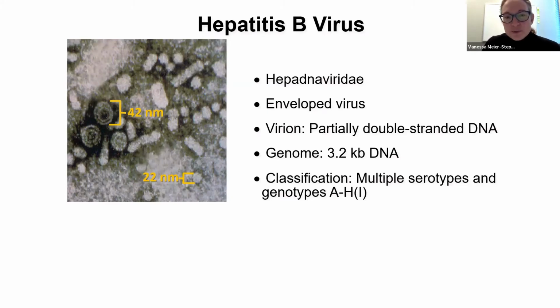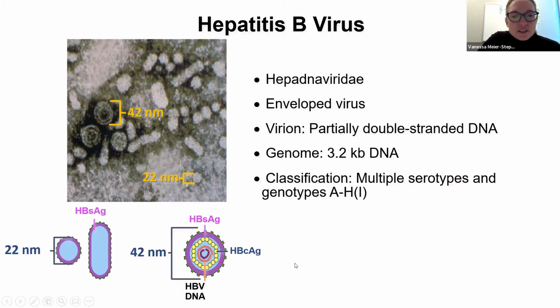There are multiple serotypes and genotypes from A to H, and I alluded to that with my global prevalence of genotype slide. The virus itself is packaged in a capsid of hepatitis B core antigen, and I'm highlighting that mainly because I know some of you are clinicians on the line, and you sometimes order anti-core antibodies, so that's where that comes from. The membrane is composed of surface antigen embedded in membrane material taken from the host. And this is shown here in this electron micrograph.